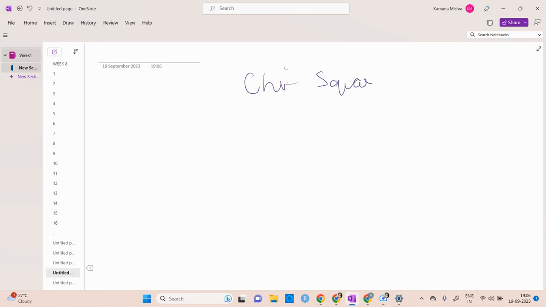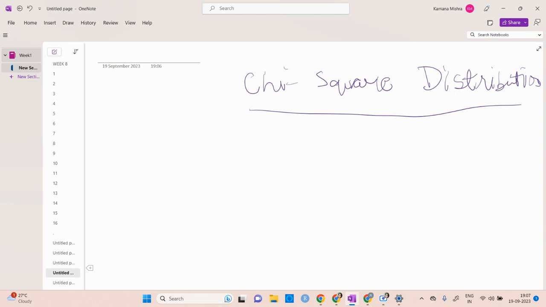So, chi-square distribution. I will not go into too much detail, which you can see in the lectures, because then it will be too much. But the simple things I can tell you.